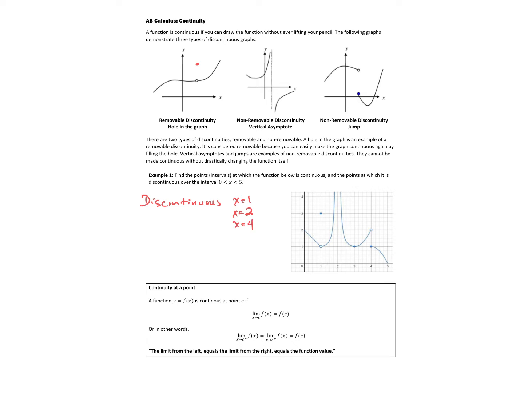Now, let's talk about the intervals in which it is continuous. It is continuous from 0 to 1, and it is continuous from 1 to 2, and it is continuous from 2 to 4, and it is continuous from 4 to 5. All right, so now let's talk about the definition of continuity.